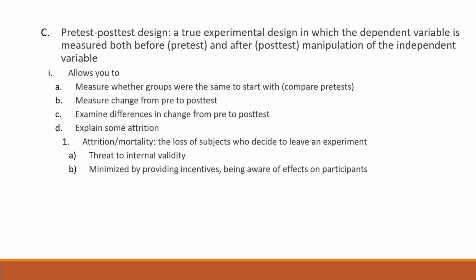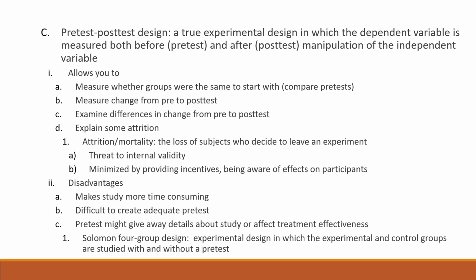It can also help to explain some attrition. Attrition or mortality is the loss of subjects who decide to leave an experiment, and it is a threat to the internal validity of a study. Say the intervention is over the course of a full school year, and after some time, some kids didn't want to participate anymore. They stopped showing up if it was, say, an after-school intervention, and you lose that data.